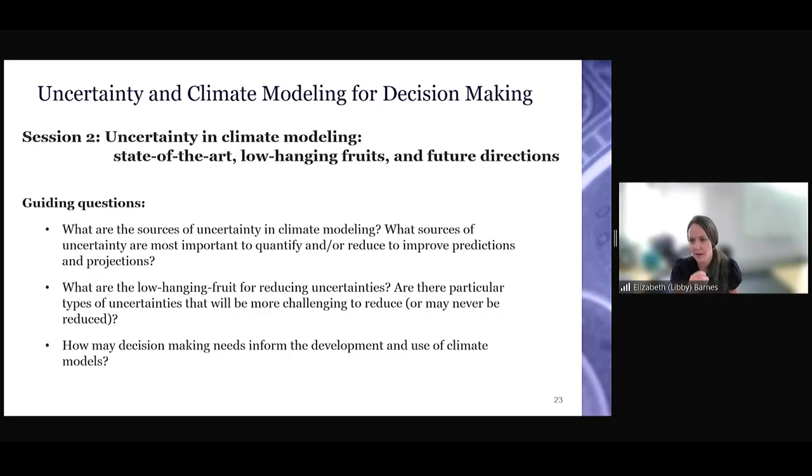The guiding questions for this session, as shown on the screen here, are: what are the sources of uncertainty in climate modeling? What sources are most important to quantify and/or reduce to improve predictions and projections? What are the low-hanging fruit for reducing uncertainties? Are there particular types that may be more or less challenging to reduce? And finally, how may decision-making needs inform the development and use of climate models?